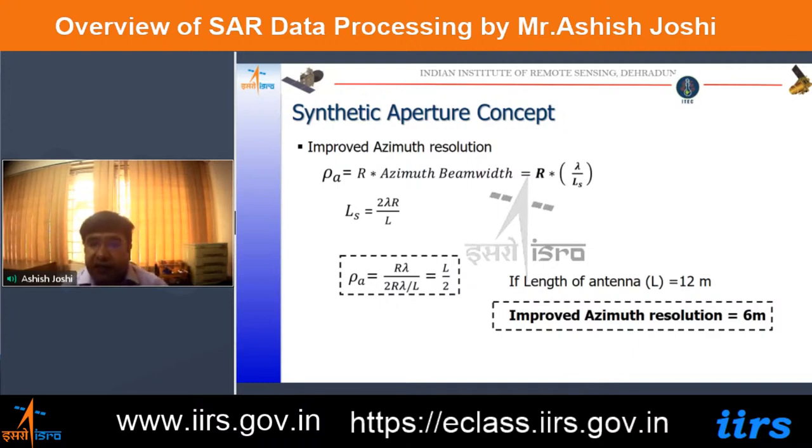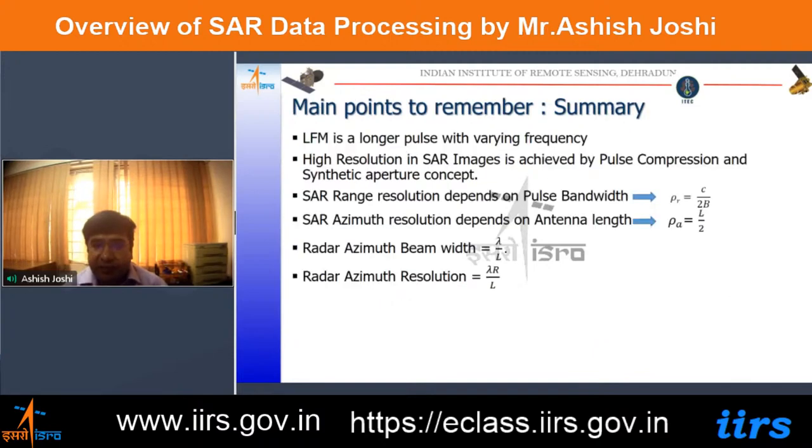Means in space, we utilize the motion of the radar sensor to have a synthetic aperture, and due to this synthetic aperture we have a longer antenna, and from the longer antenna we get a better azimuth resolution, which is equal to half of the length of the antenna. Means if the real antenna length is 12 meter, then the improved azimuth resolution is 6 meter. Okay, so this is the synthetic aperture concept.